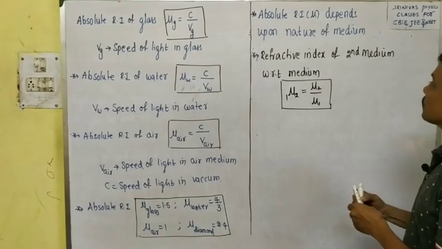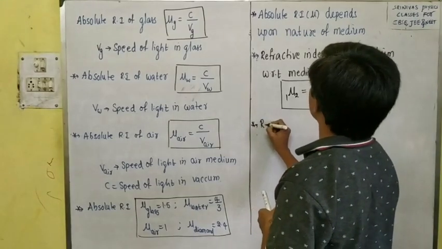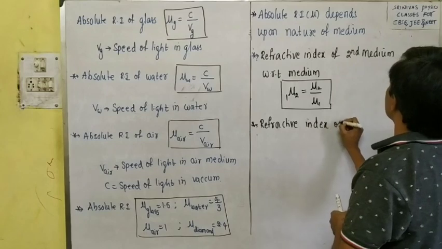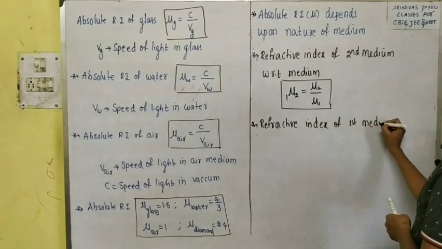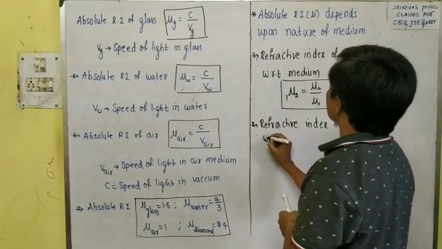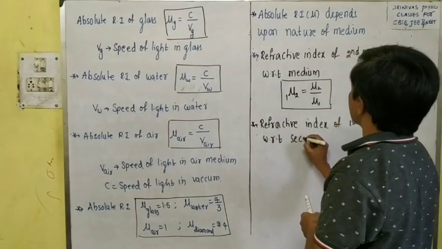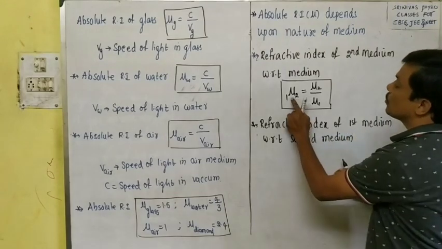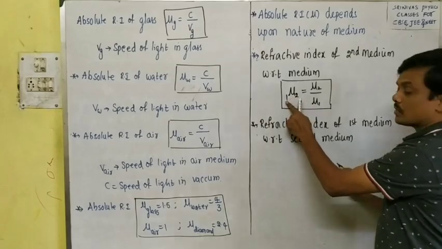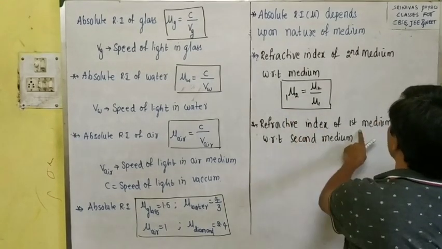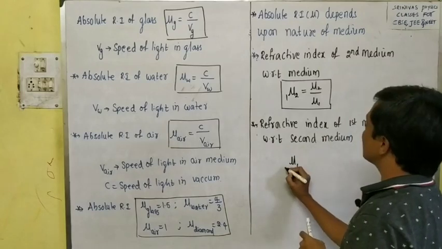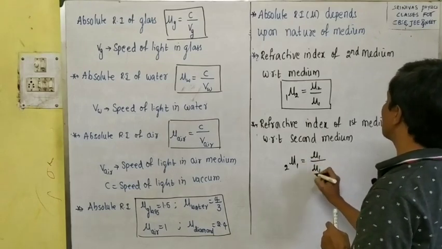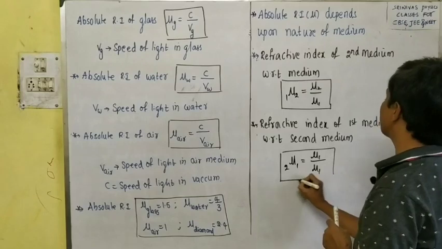But the same formula we can write like this. Now I want the refractive index of the first medium with respect to the second medium. How to write this? You see here, 1mu2 means the refractive index of the second medium with respect to the first medium. Here I want the refractive index of the first medium, 2mu1, with respect to the second medium. This is equal to mu1 by mu2. What are mu1 and mu2? The refractive index of the first medium and the refractive index of the second medium.